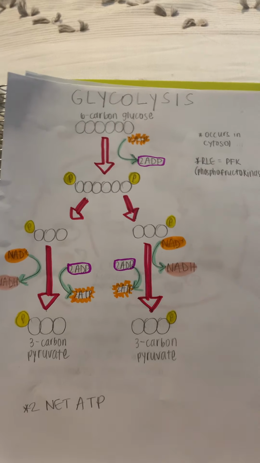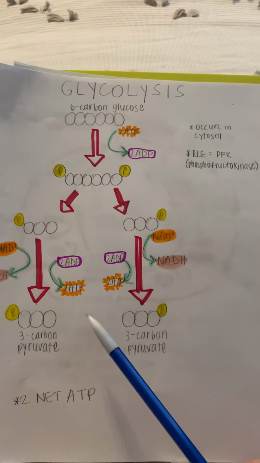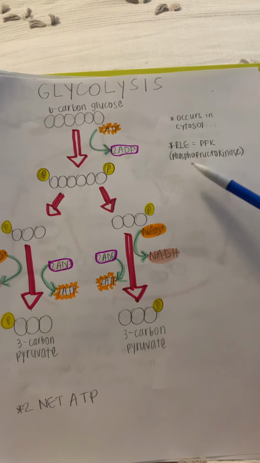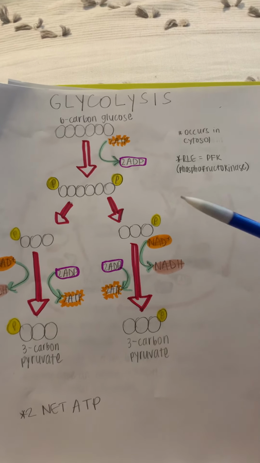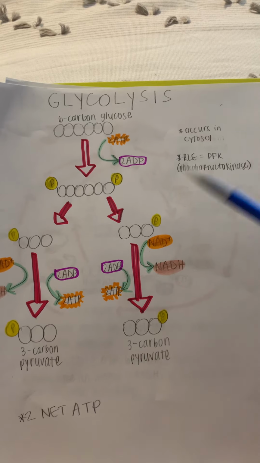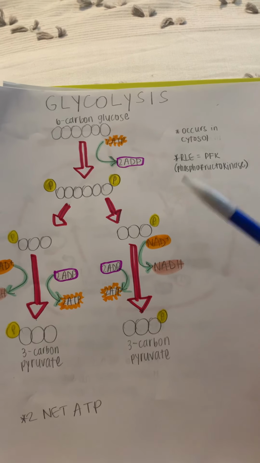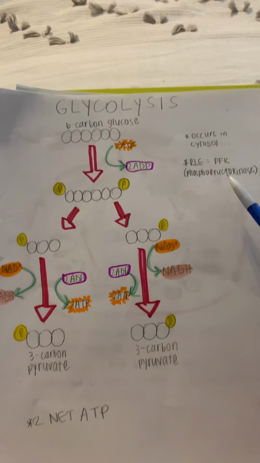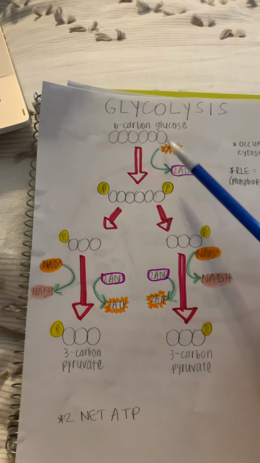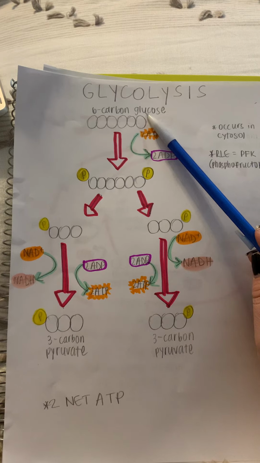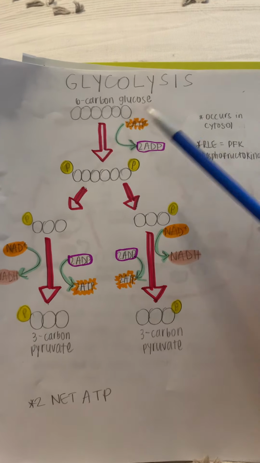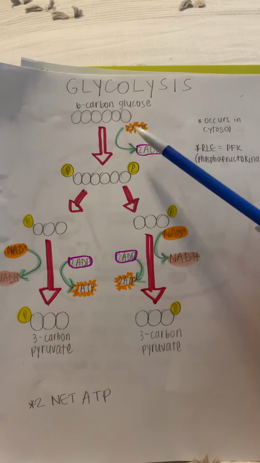is being produced. So if the ATP levels are high, the activity of PFK is going to be low. But on the other hand, if ATP levels are low, then PFK is going to be more active. So we start with the 6-carbon glucose molecule. You can also start with glycogen, but for this example, we're using glucose.